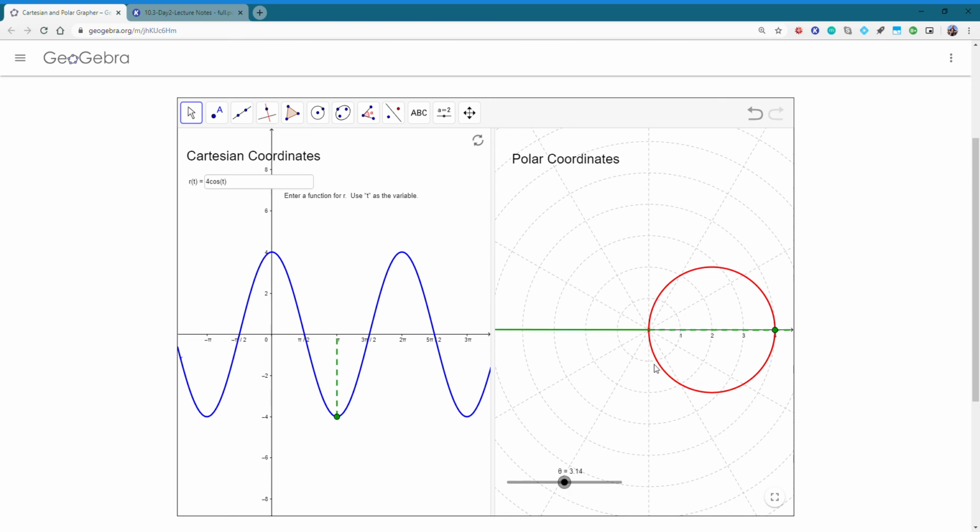And once again, we do see this circle that we saw algebraically we would get last time, centered at (2, 0) with radius 2. And so that's a nice little sanity check.